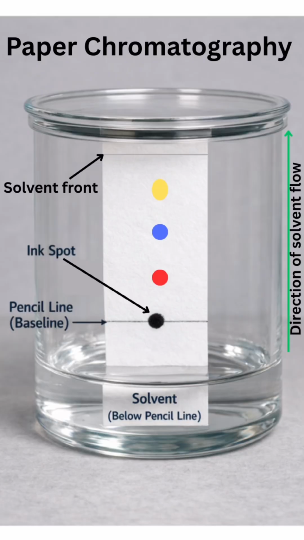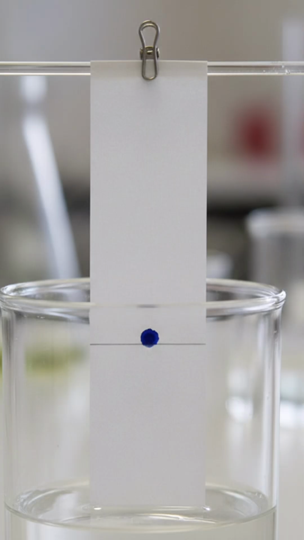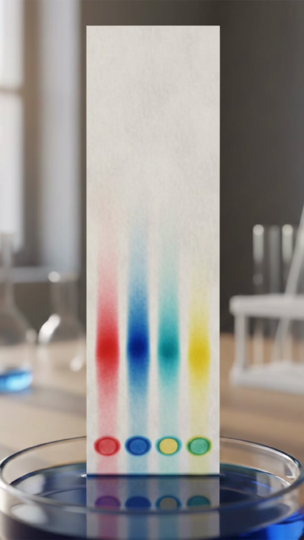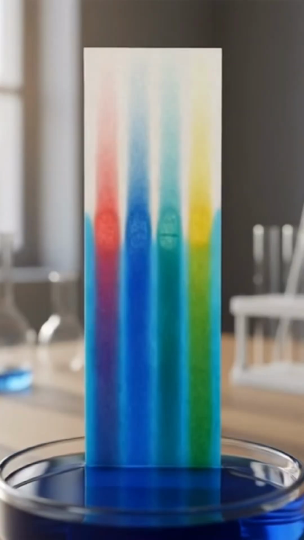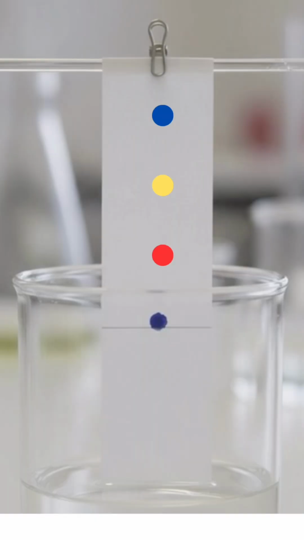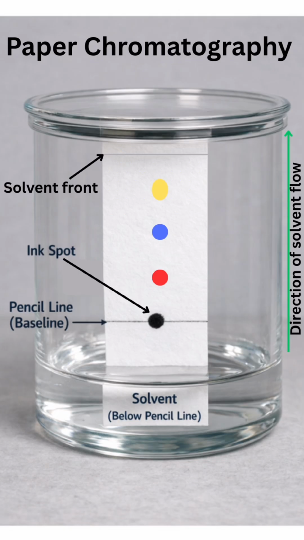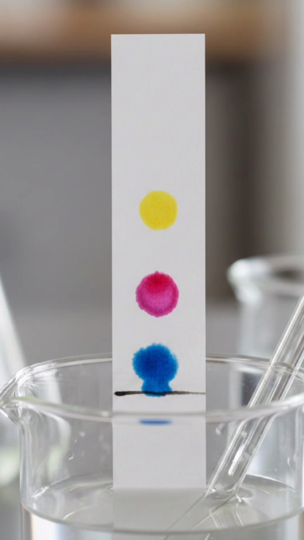Finally, let's explore paper chromatography. Imagine you place a tiny dot of ink on a pencil line drawn across paper. When the paper is placed in a solvent, the solvent slowly travels up the paper, carrying the ink with it. But here's the trick. Different substances in the ink move at different speeds. Chromatography works because there are 2 phases: the stationary phase, the paper, and the mobile phase, the solvent moving through the paper. Each substance is attracted differently to these 2 phases, so they separate as they move.